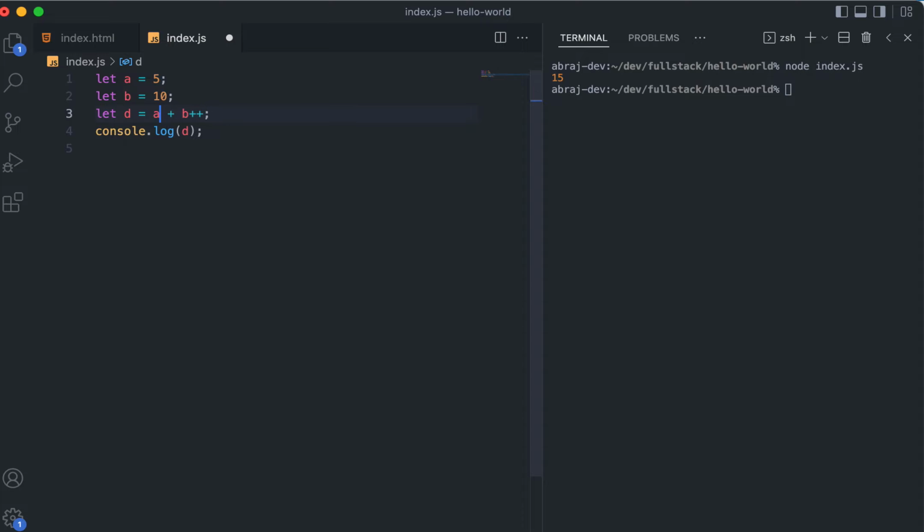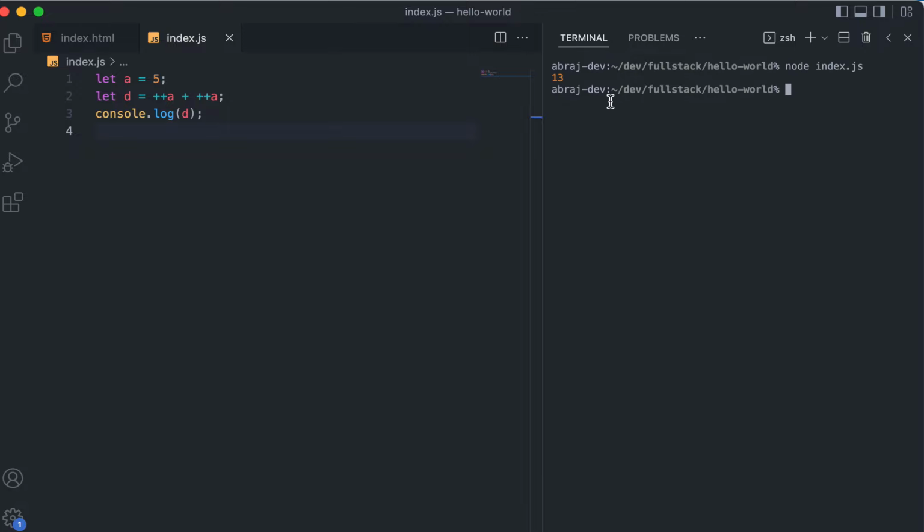If it would have been plus plus a and plus plus b, then it would be 17. Why? Because this expression will give us 6 and this expression will give us 11, and 11 plus 6 will be 17. Okay, and the same thing, there can be decrement also, that is fine. But what if I do something like this, that no, there are not two variables, there is just one variable, then what is going to happen?